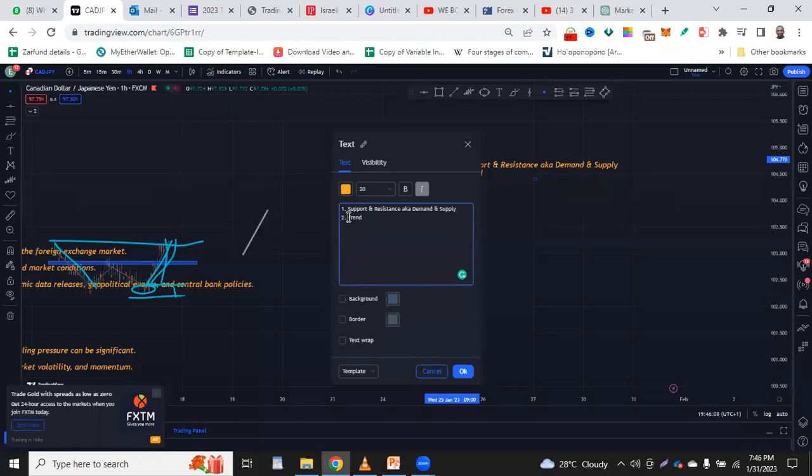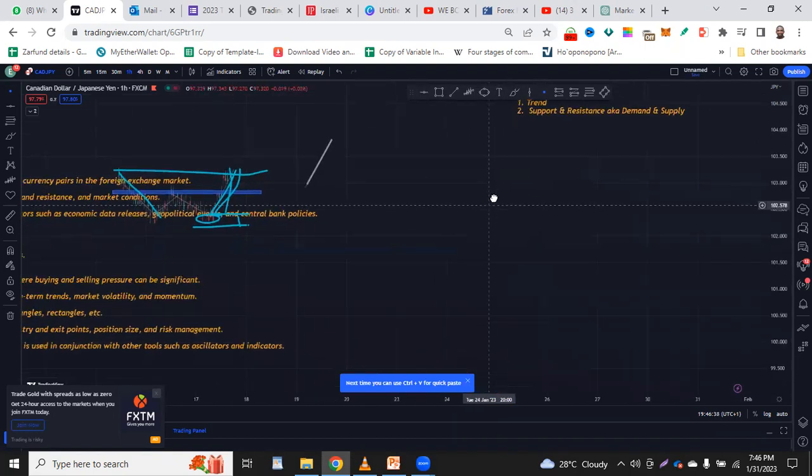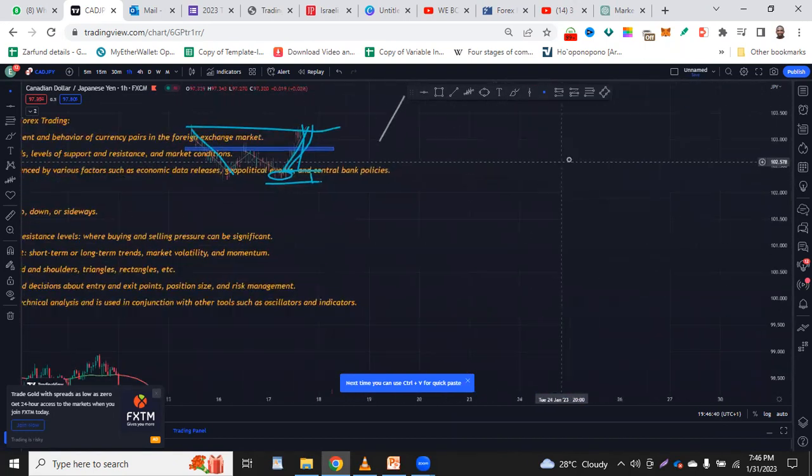So let's do this now. I want to write it in the order in which we should do this. First thing is we identify the trend. Number two, we want to find out where support and resistance are. This is what we do when we come onto the chart. We first check what the trend is. Number two, where is our entry going to be?